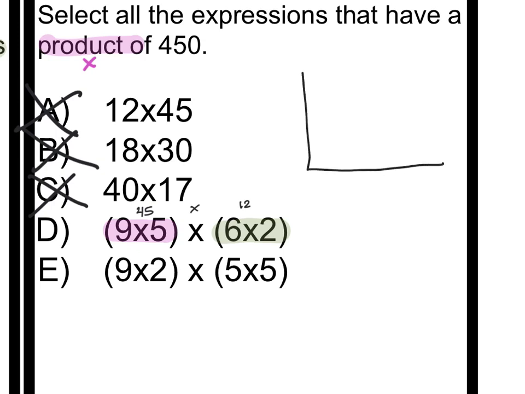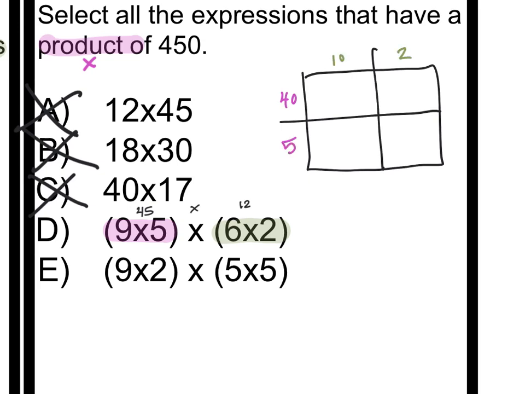So I'm going to make my boxes, and I'm going to do pink this time. I'm going to do 40 and 5 to break apart 45, and I'm going to do 10 and 2 to break apart that 12, and 40 times 10 is still 400. 10 times 5 is 50, 40 times 2 is 80, and 5 times 2 is 10.